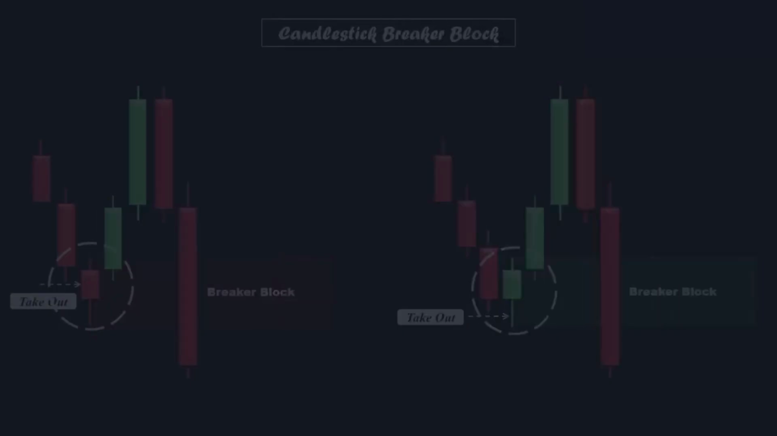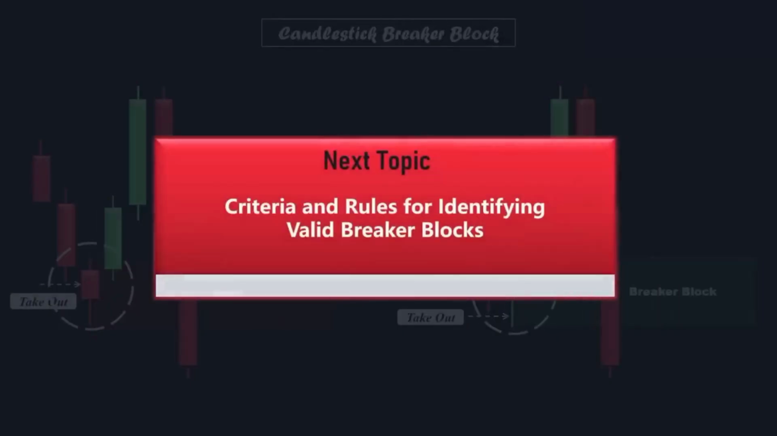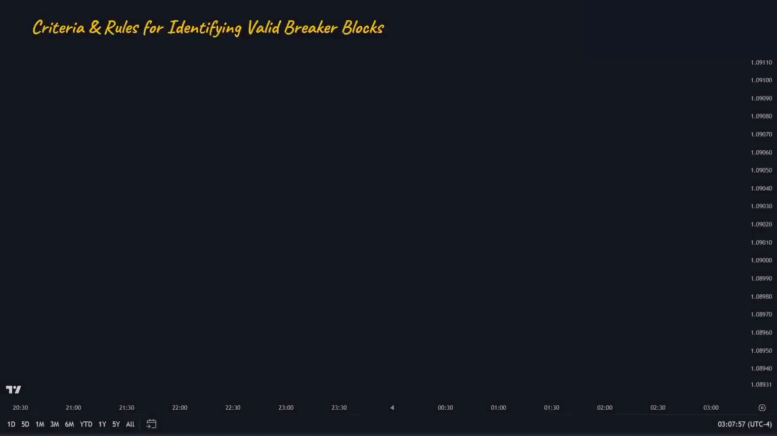In the second section, we will explore the criteria and rules for identifying valid breaker blocks and examine scenarios that make a breaker block an ideal entry area for executing winning trades. To identify valid breaker blocks and use them to our advantage, we need to consider several criteria and rules. Clearing buy-side and sell-side liquidity.